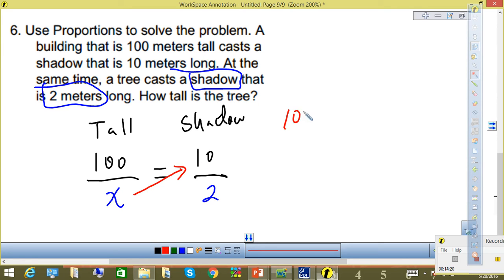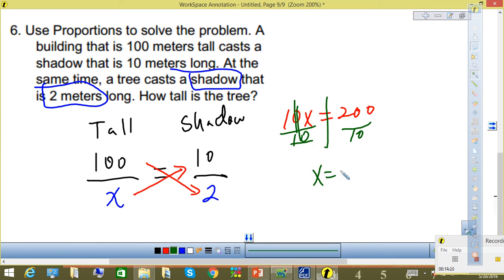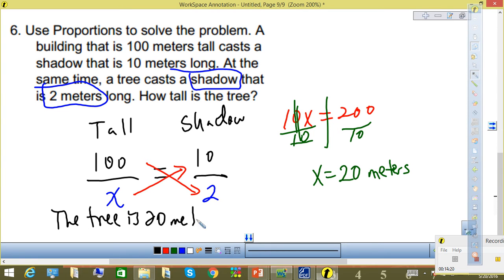This becomes 10x equals 200, and we solve. Divide by 10, divide by 10. X equals what? 20 what? Meters. So, it says, how tall is the tree? So let's answer the question. The tree is 20 meters tall. Thank you.